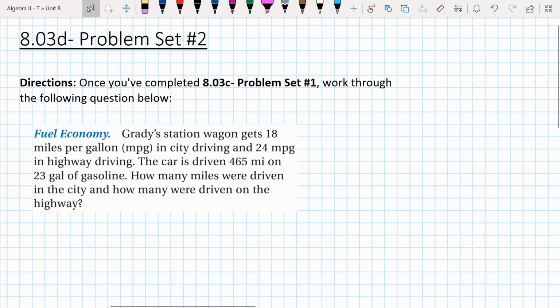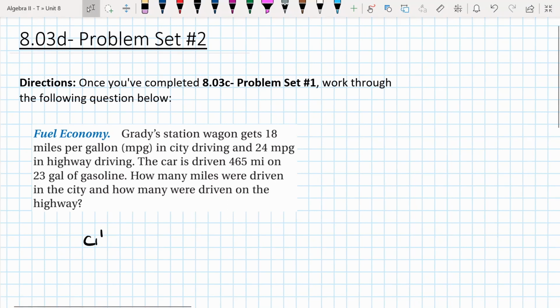Okay, Grady's station wagon gets 18 miles per gallon in city driving, and then 24 miles per gallon on the highway. If the car is driven 465 miles on 23 gallons of gasoline, how many miles were driven in the city, and then how many miles were driven on the highway? Okay. The hardest thing is going to be setting this up properly.